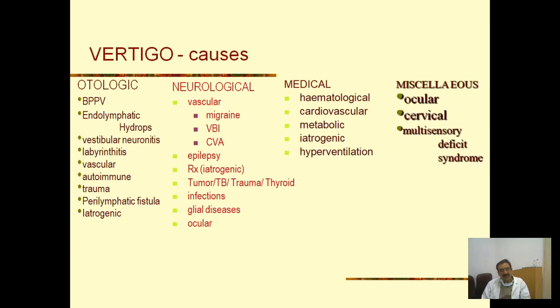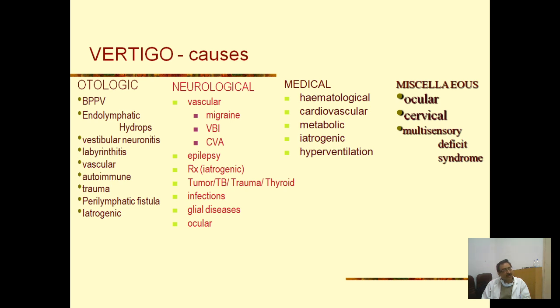So as I said, multi-speciality origins, and there are many, many specialities which can give rise to vertigo. But it's basically an issue of the vestibular system and its central connections and its nutrition. So the causes can be broadly divided into the causes from the ear, causes because of the neurological connections and the vestibular nucleus, and causes because there is not enough nutrition to the vestibular nucleus, which is basically the medical causes. So what are the otological causes?